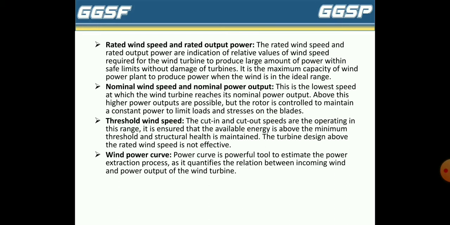Nominal wind speed and nominal power output. This is the lowest speed at which the wind turbine reaches its nominal power output. Threshold wind speed. The cut-in and cut-out speed are operating in this range. It ensures that the available energy is above the minimum threshold and the structural health is maintained. A turbine designed above the rated wind speed is not effective. Wind power curve. The power curve is a powerful tool to estimate the power extraction process.